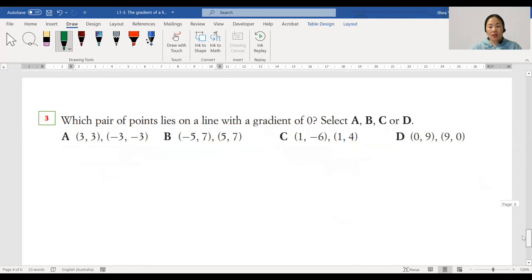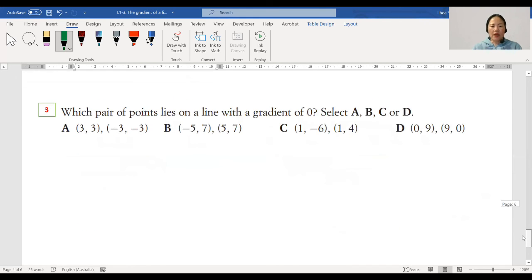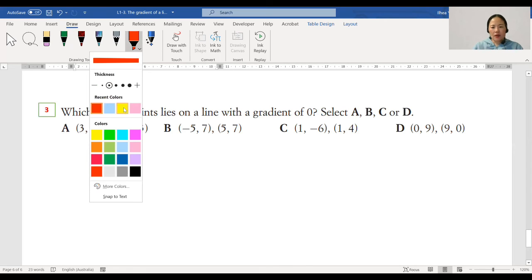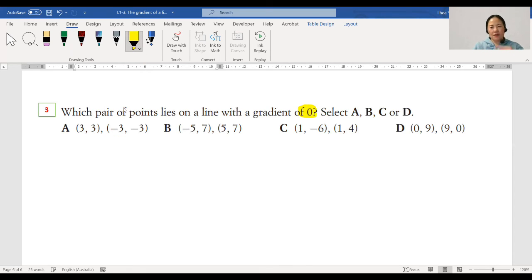Okay, next question is the last one. Which pair of points lies on a line with a gradient of 0? This time gradient needs to be 0. What does that mean? Gradient 0, it means a flat line, isn't it? Okay, horizontal line, because there's no rise, 0 rise. Okay, so I'm going to go with the A.